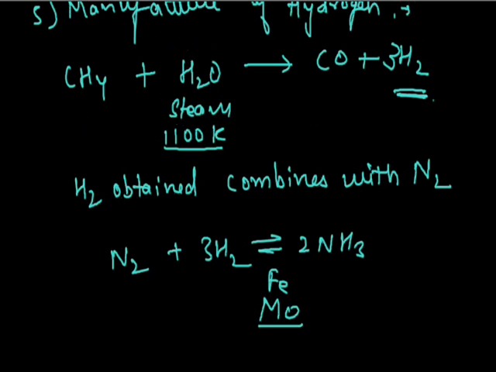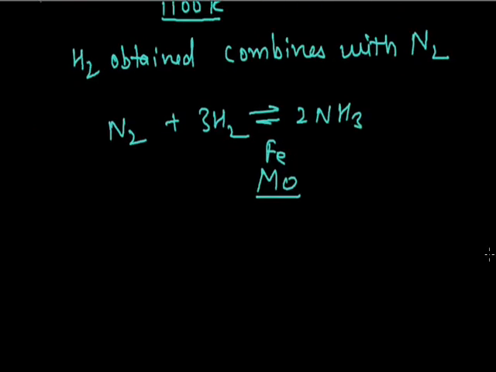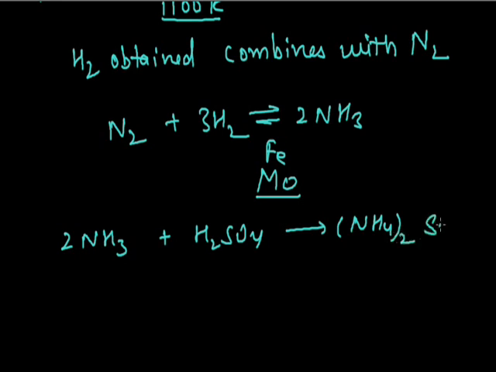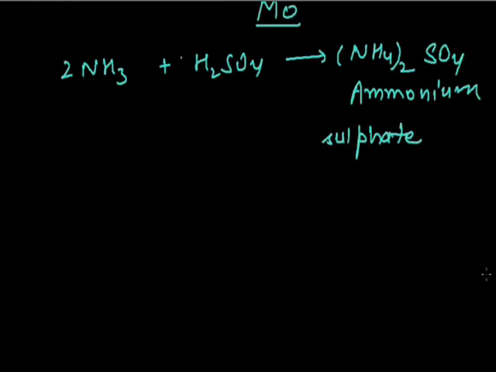Natural gas or methane is reacted with steam. It leads to the formation of a mixture of carbon monoxide and hydrogen. This hydrogen is further reacted with nitrogen to form ammonia, and this ammonia is reacted with H2SO4, giving ammonium sulfate, which is nothing but a fertilizer. So it is used in the production of fertilizers.